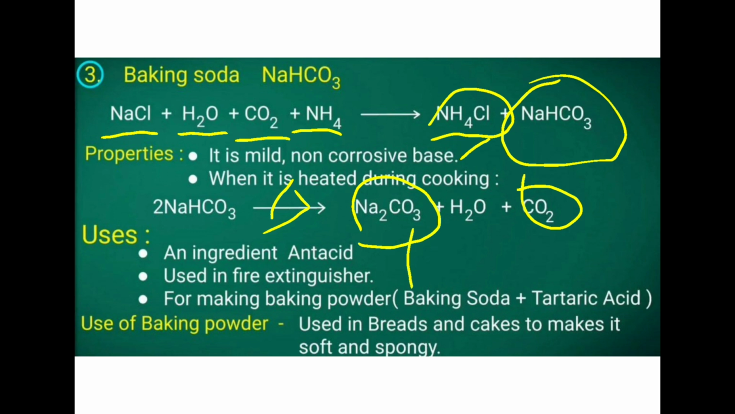Baking powder means baking soda plus tartaric acid. So when baking soda is mixed with tartaric acid, baking powder is produced. So what is the use of baking powder? Baking powder is used in breads and cakes. That's why they are soft in nature, and spongy also.